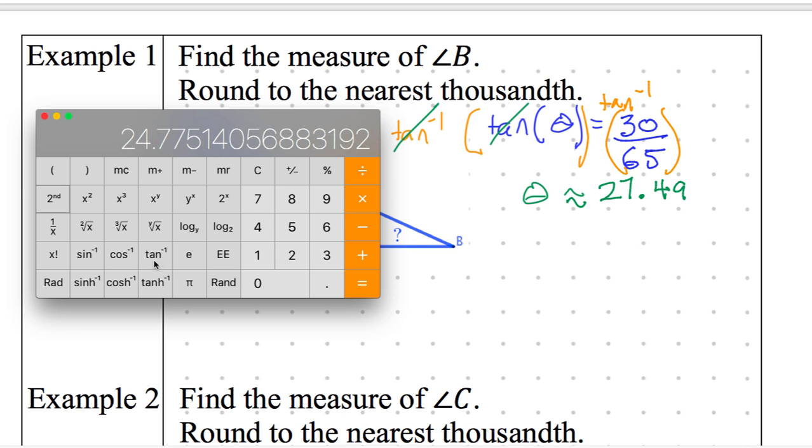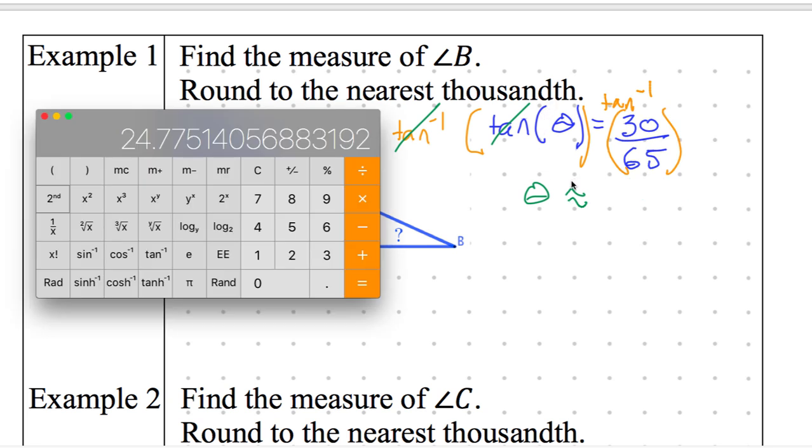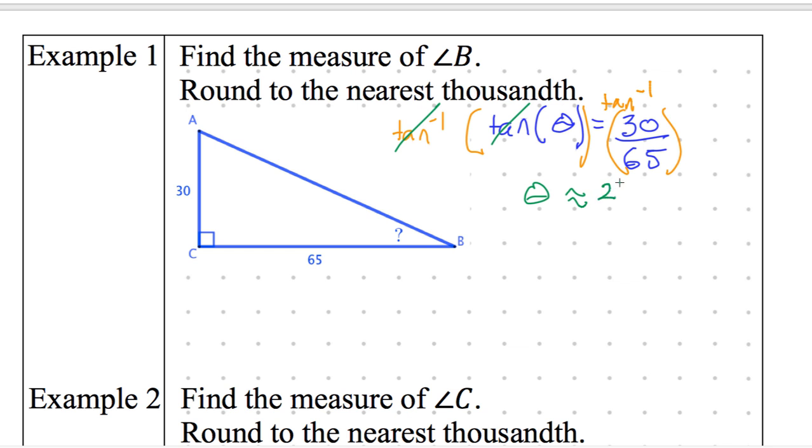Uh-oh, that is not quite right. It should be 24.775. No, I put sin. I did a sign. You did arc sine? Okay. You sinned in my classroom by using the wrong function.